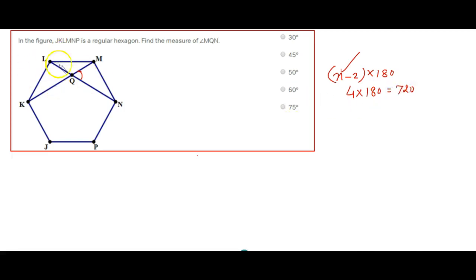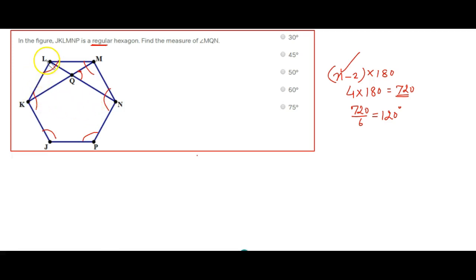Now the sum of all the internal angles, angle K, J, P, N, M and L, is 720. Secondly, all these angles are going to be equal because this is a regular hexagon. So each angle will be how much? 720 divided by 6, because the number of angles is 6, and you get 120. So each angle is 120.